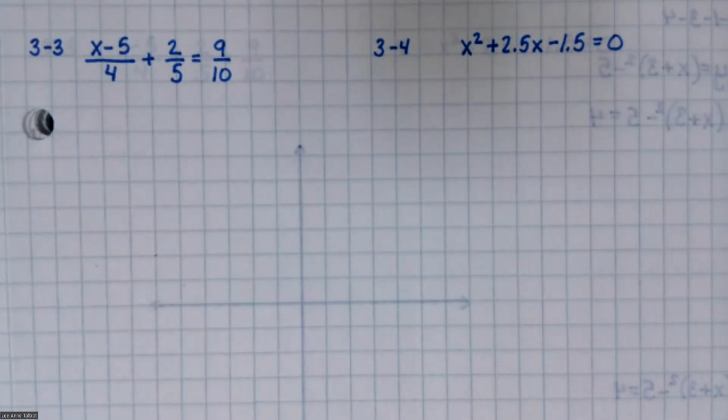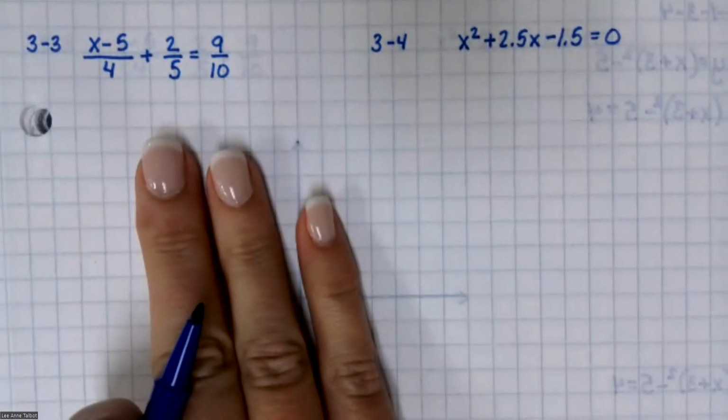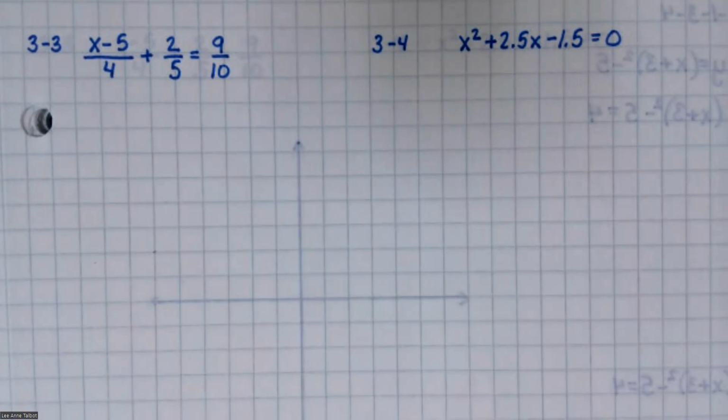Now we're going to solve these 2 equations graphically. They're algebraically and graphically. These are very different types. This guy's a fraction buster. This guy's a diamond and box in disguise.